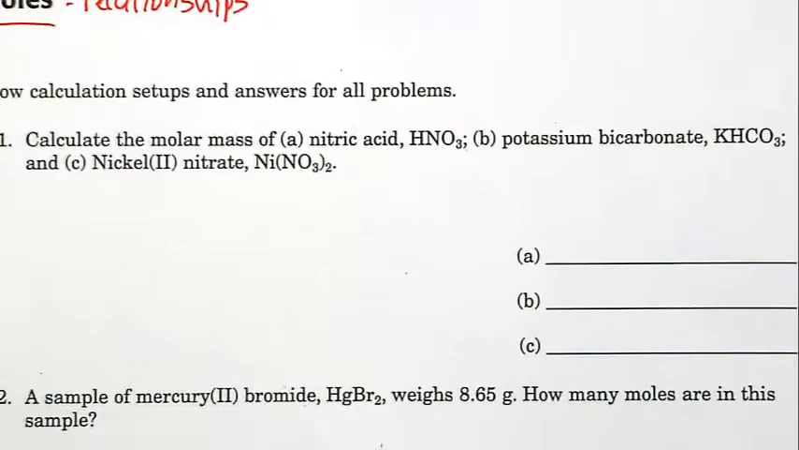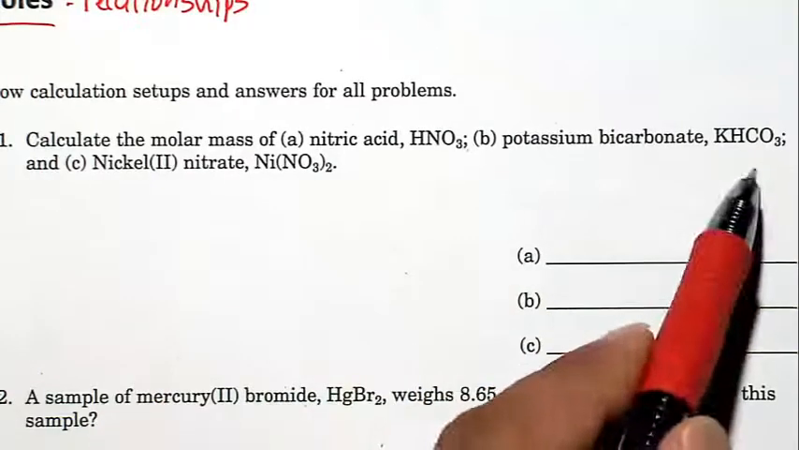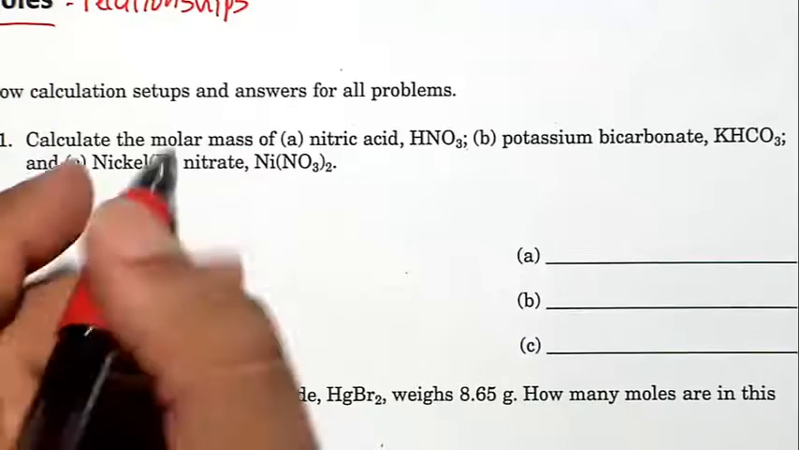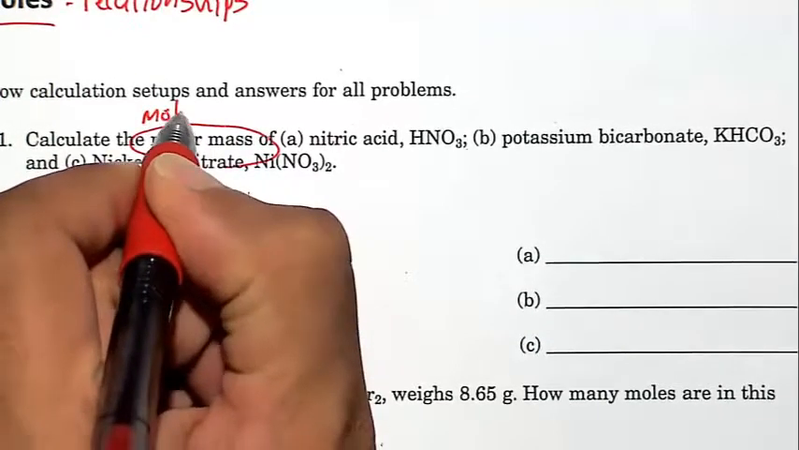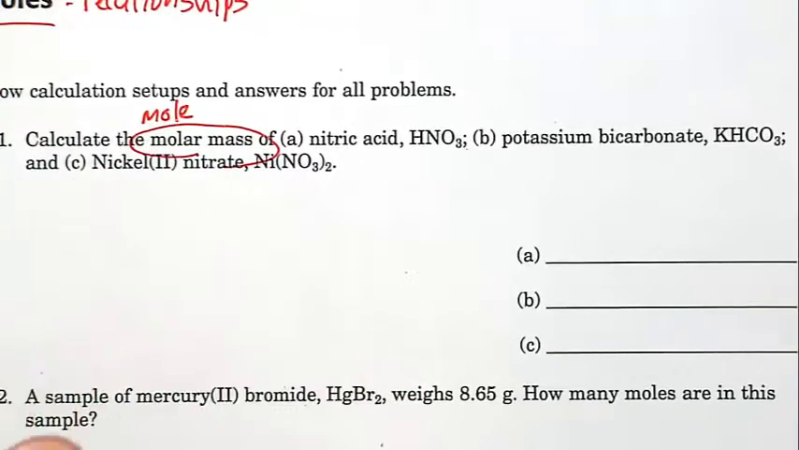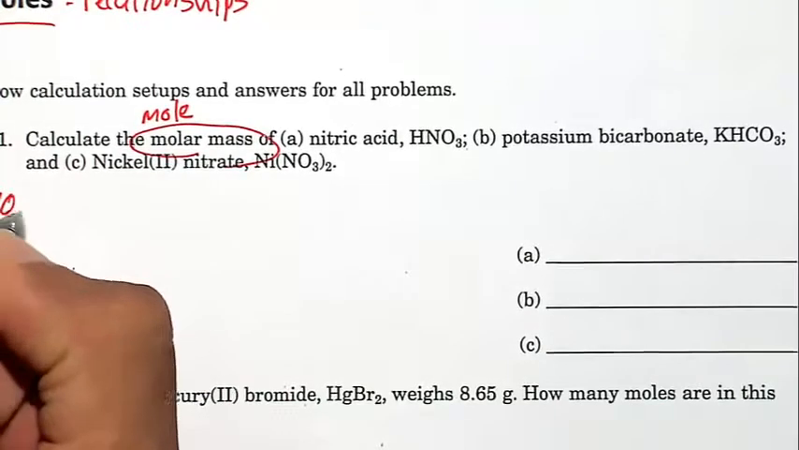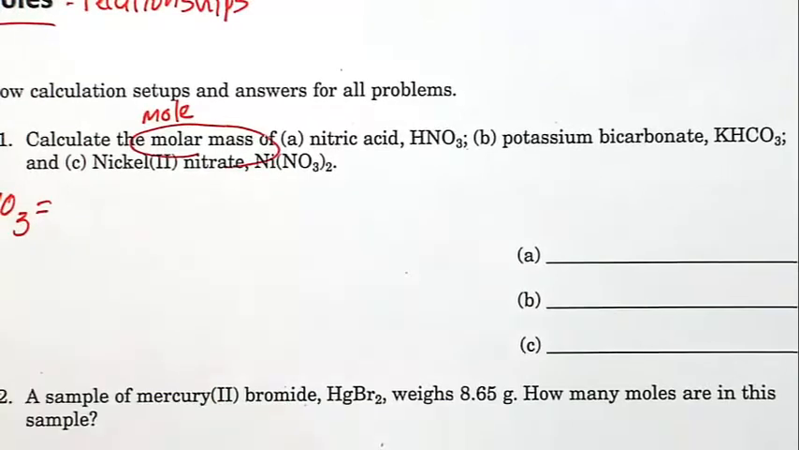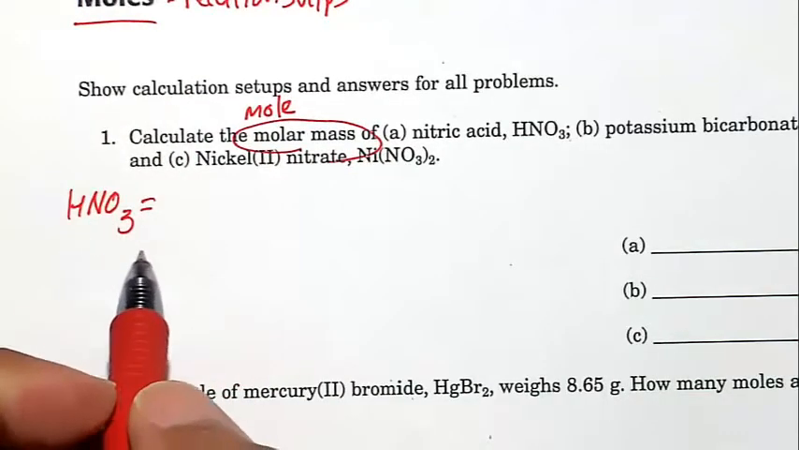Calculate the molar mass of HNO3, potassium bicarbonate, which is KHCO3, and nickel(II) nitrate. So the molar mass, molar should bring up the term mole, and mass tells you that it's going to be in grams per mole. So nitric acid is HNO3, and I can't emphasize this enough. Nitric acid is going to be HNO3. I really can't emphasize this enough.